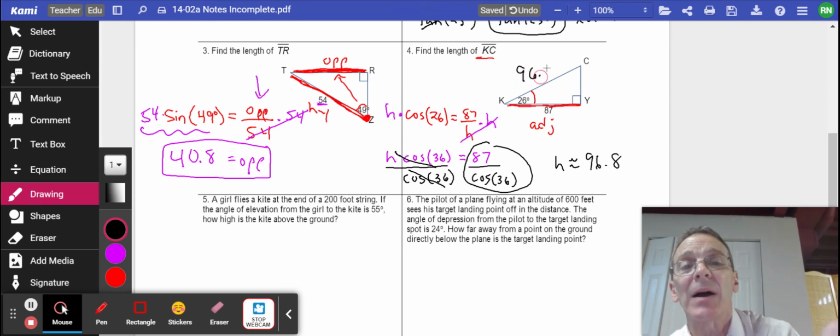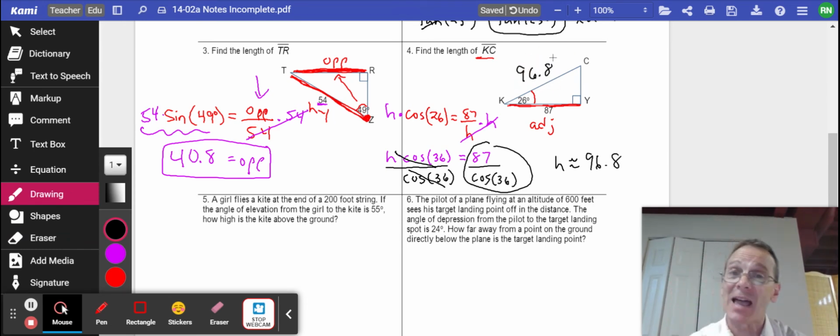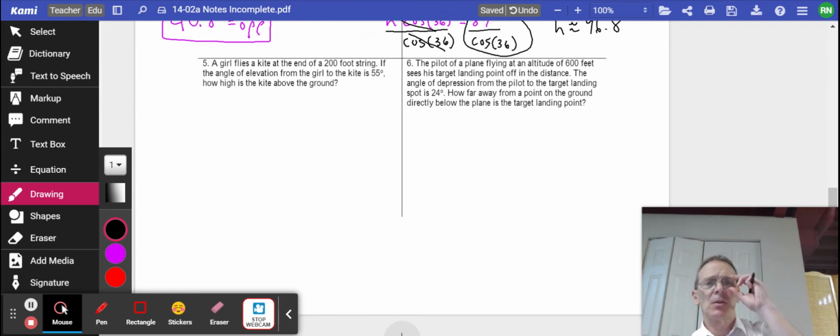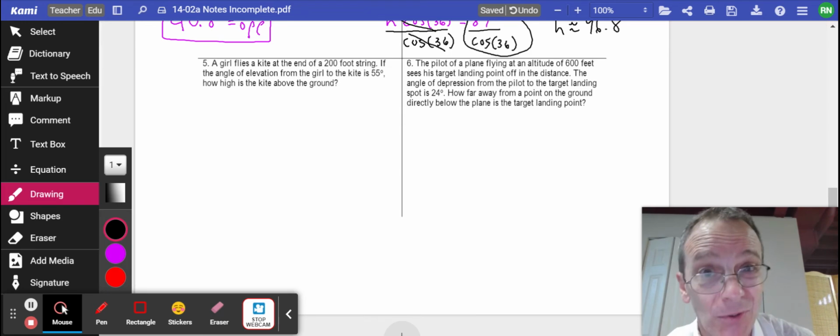Well, KC is the hypotenuse. It better be the longest side in the triangle. And we had a leg of 87, so I'm feeling pretty good about that. Okay. Last 2 problems. No pictures drawn here. Guess what we're going to have to do? Draw pictures of right triangles.